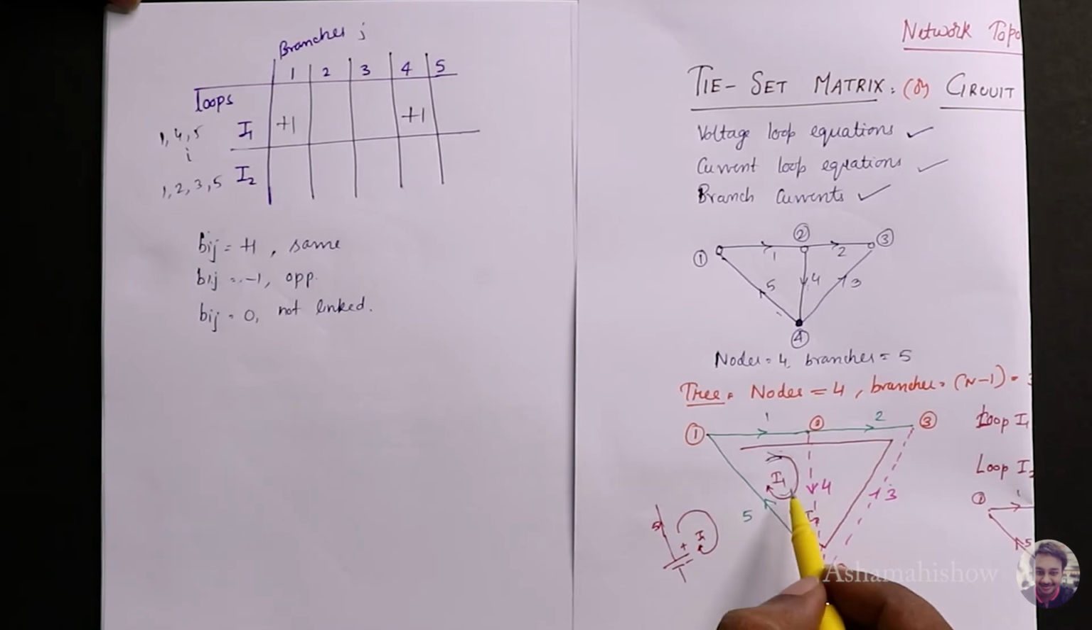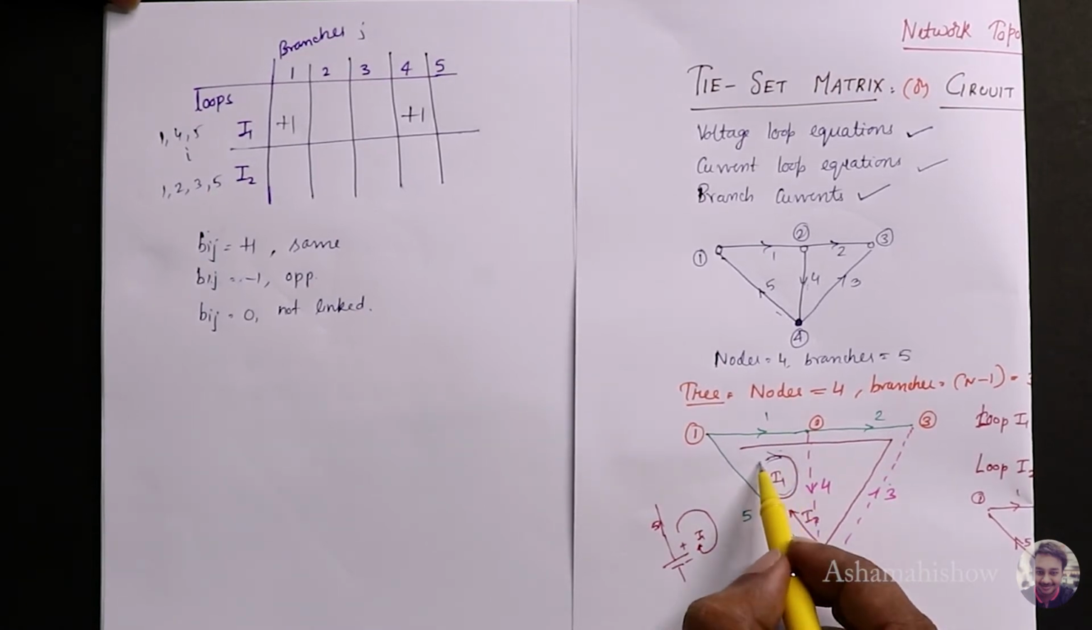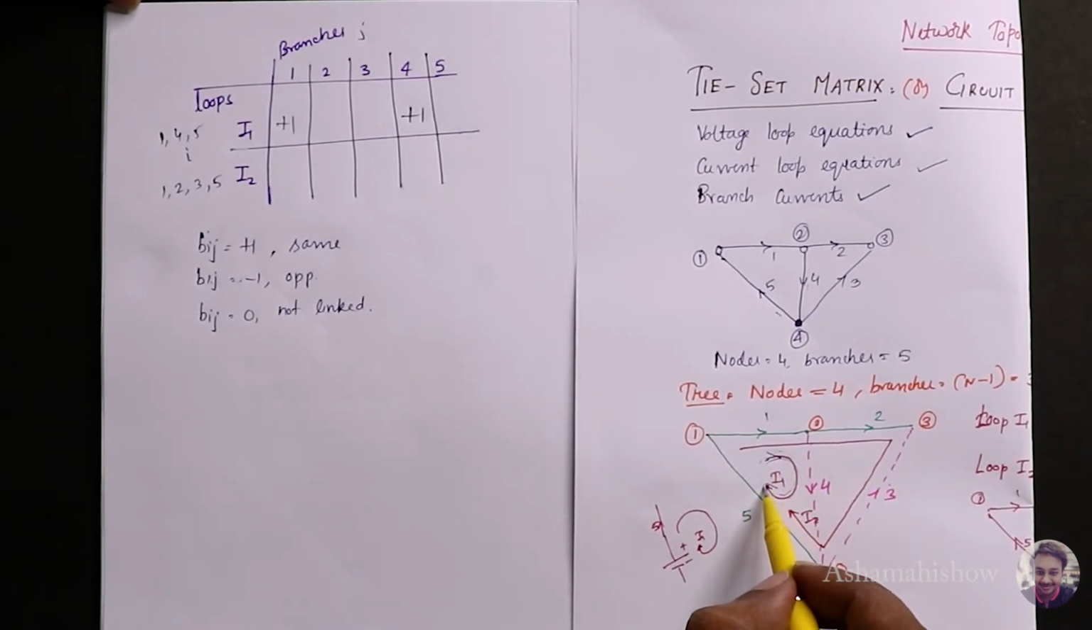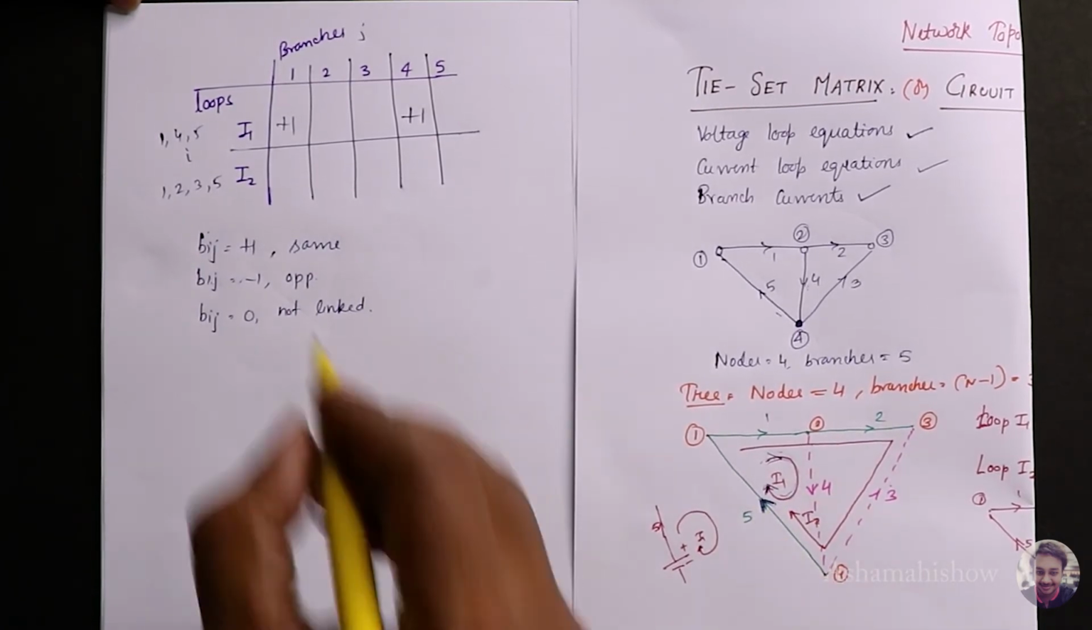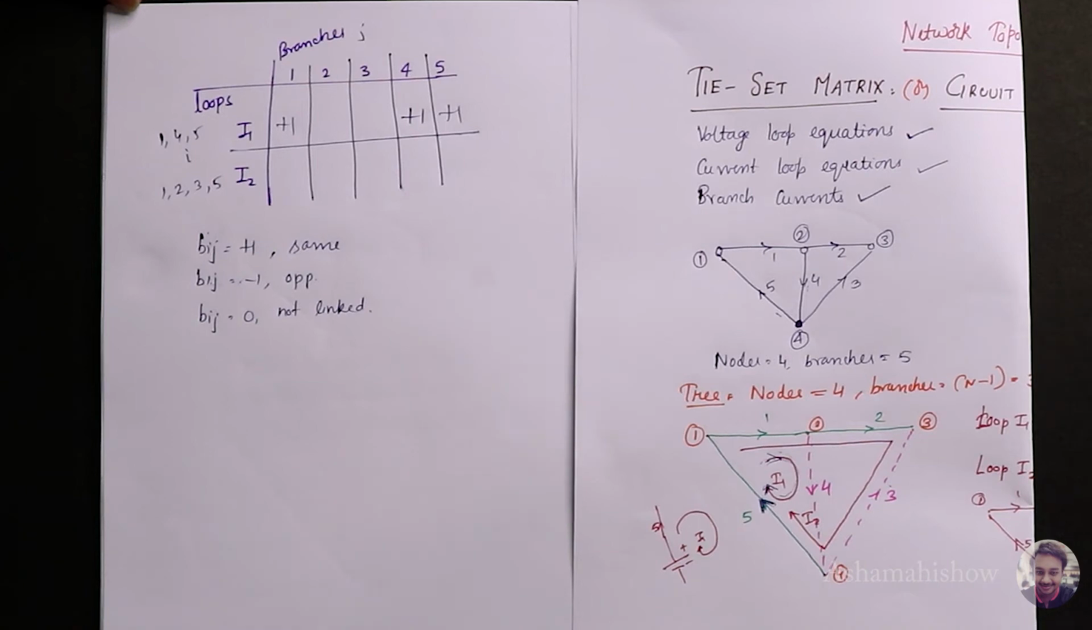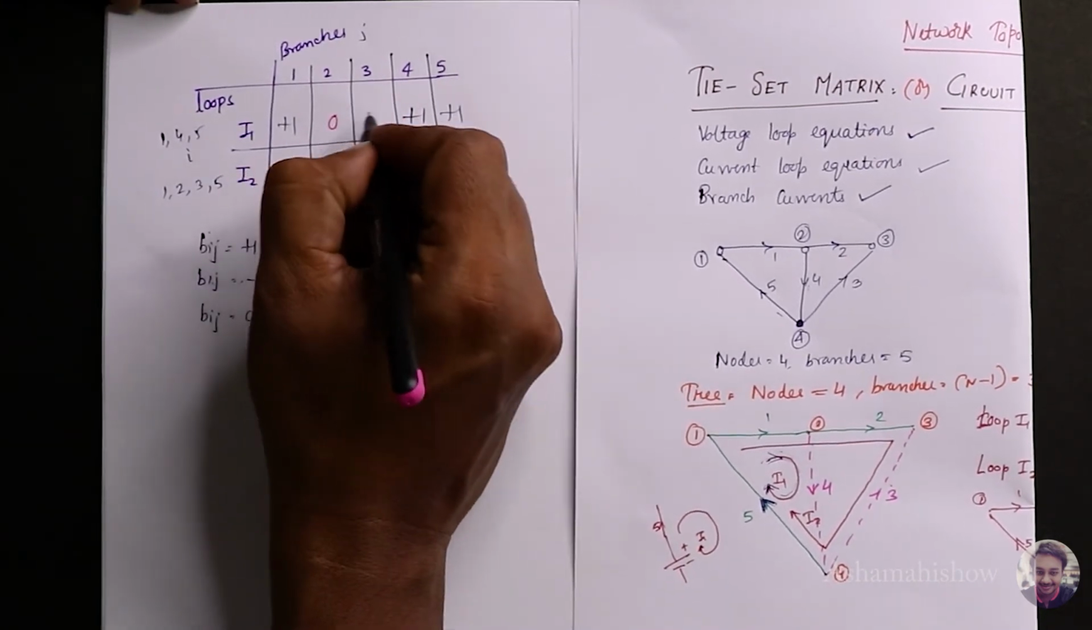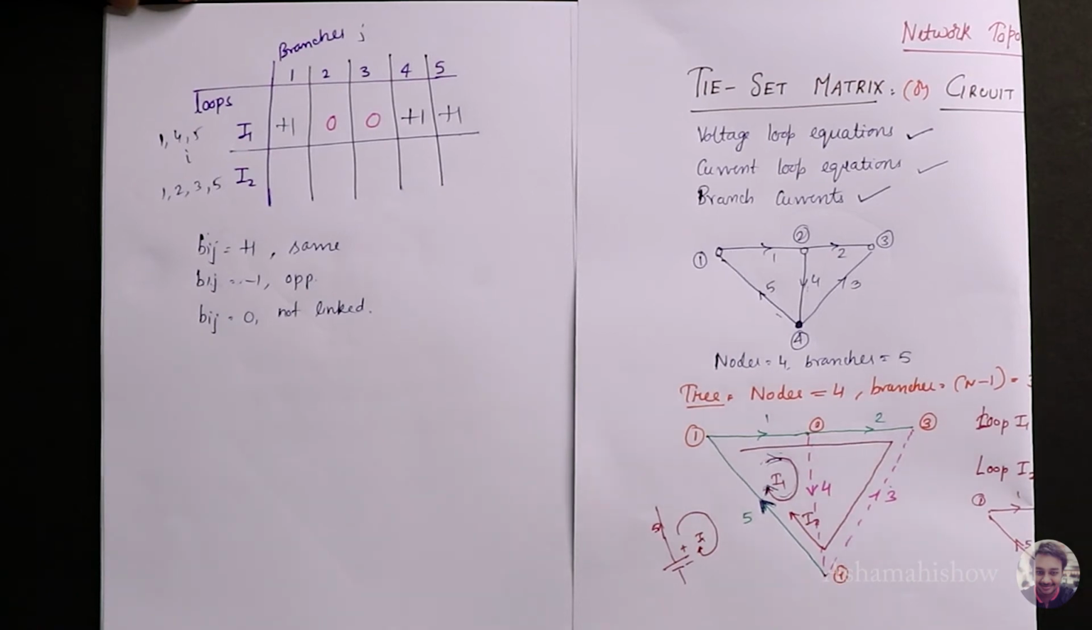Now the 5th one, see. Your I1 is circulating in the same direction, and your 5 also has the same branch direction. So again it is plus 1. Now the ones which are not linked are 2 and 3. Keep it 0. Simple 0.